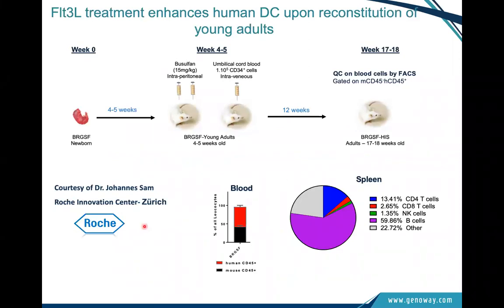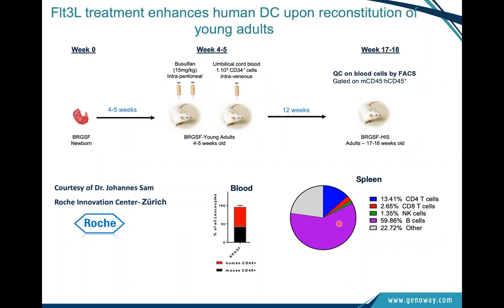This is what was done here with Roche, where they used our model and they waited until the animals got 4 weeks old, and they injected those with busulfan instead of going by irradiation. And they checked for human cells in the mice 12 weeks post-reconstitution. And these are indeed a number of different immune cells they are seeing in those mice.